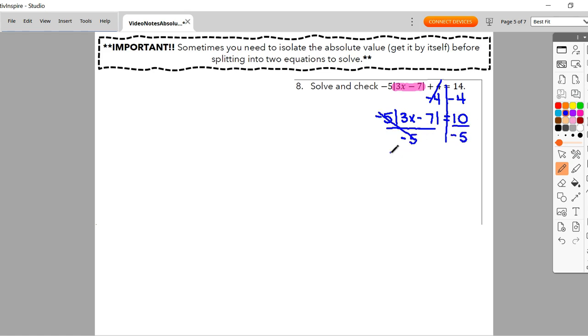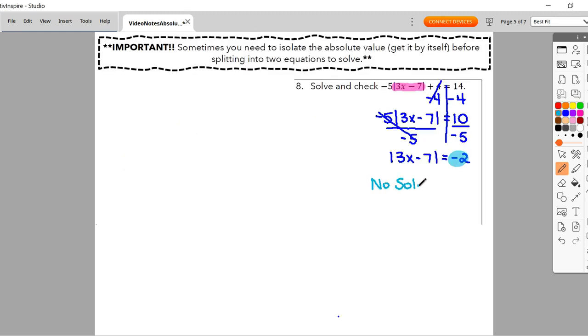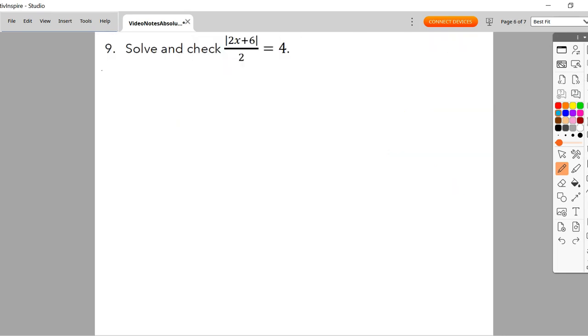And I finally have my absolute value all alone, which is 3x minus 7, equaling 10 divided by negative 5, which is negative 2. Now be careful because this is our special case. That special case was at the very front of our notes. It's important to know that if an absolute value is all alone and isolated, which we just did, and equal to a negative number, which we have a negative 2 in the problem, it is no solution because the absolute value is a distance and will never be negative. So the answer for this, like I just mentioned, is no solution, and you can denote it whichever way you prefer.